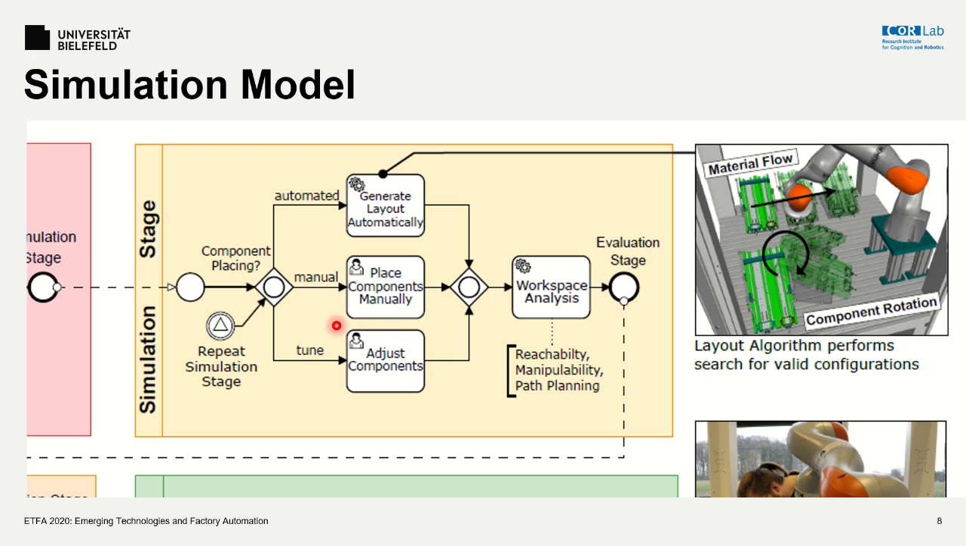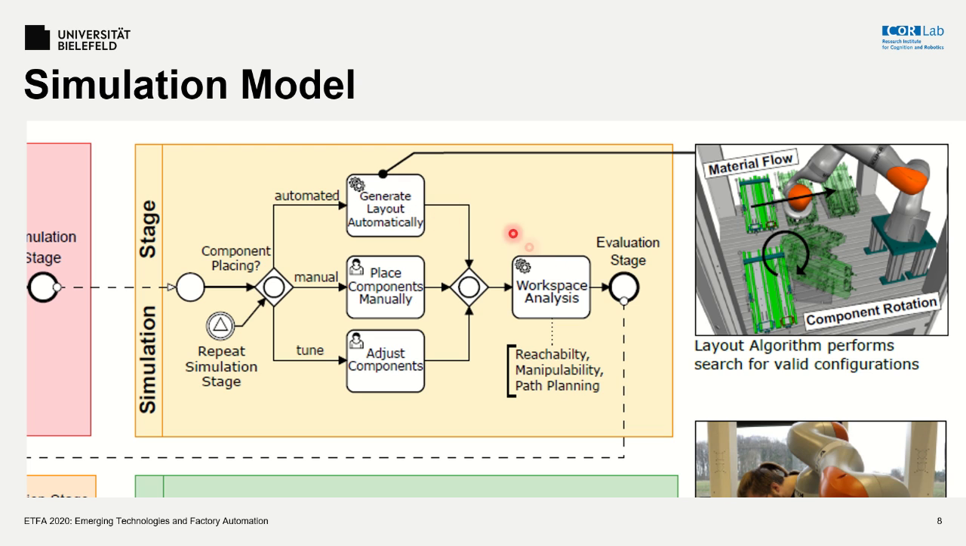This is when he comes back, when he takes the decision to revise an existing layout. Here in the automated generation of the layout, we have a material flow strategy which was previously defined in the first stage, for instance a linear one, or we can also do a meander one. It depends on the piece flow inside the work cell.